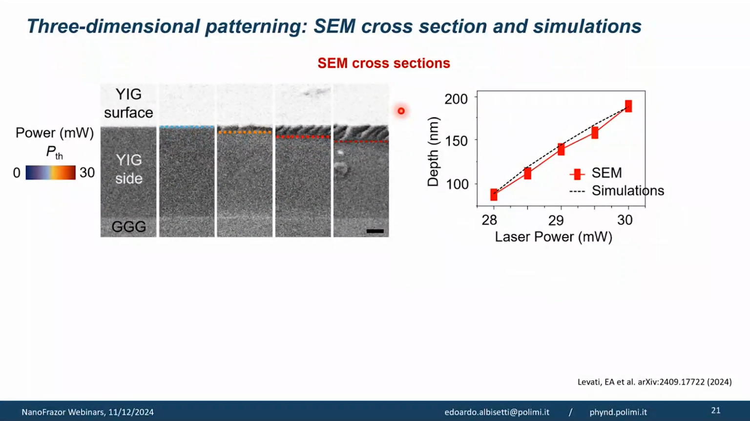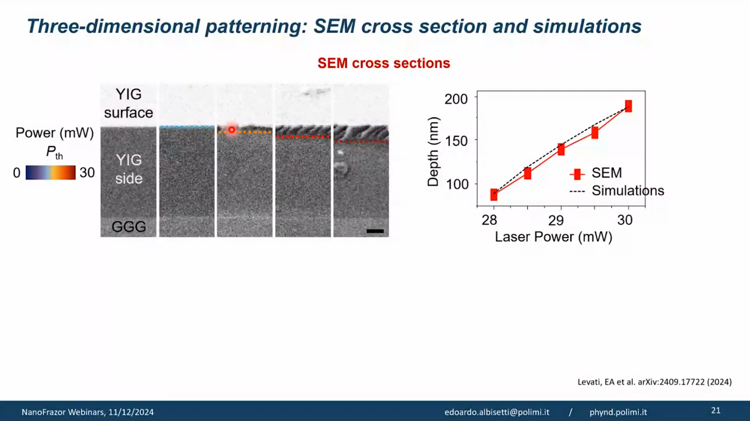But we wanted to check that this hypothesis of the three-dimensional patterning was actually what was happening. So we made big patterns and then we aligned a dicing saw to cut a cross section of the material and watch what happens in the SEM in a cross section. So here you see the cross section of the material. We see the substrate, the side of the edge, which is 1 micron thick, and the surface. It's kind of tilted, so you see both the side and the surface as a function of power.